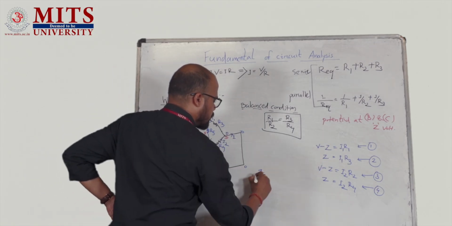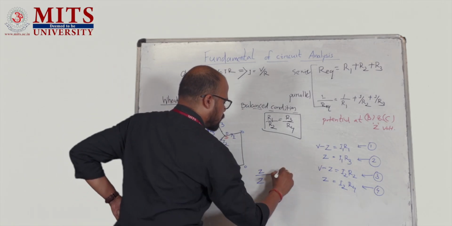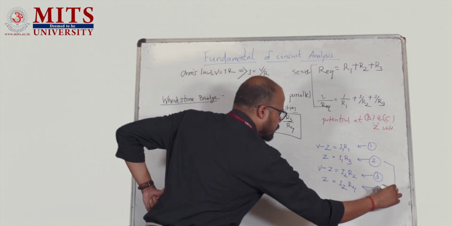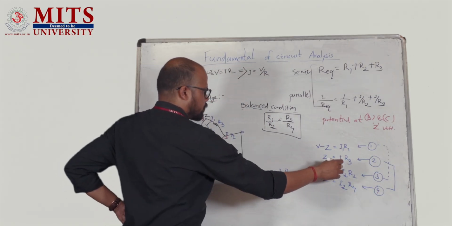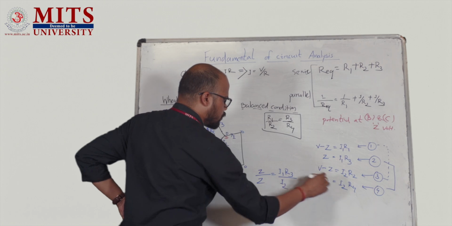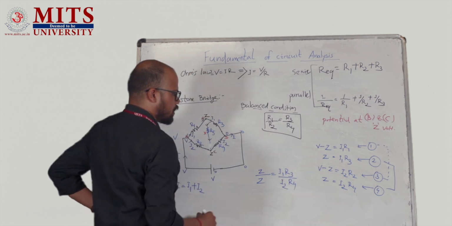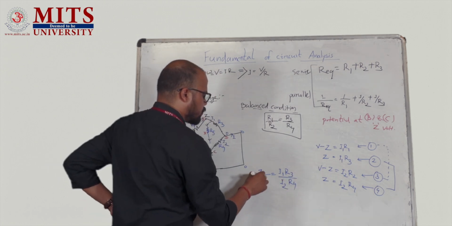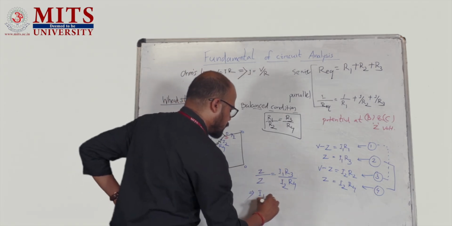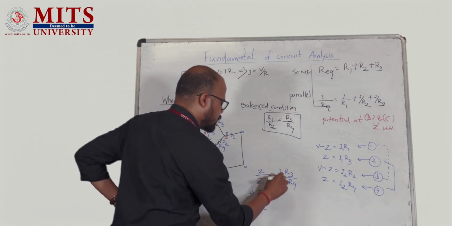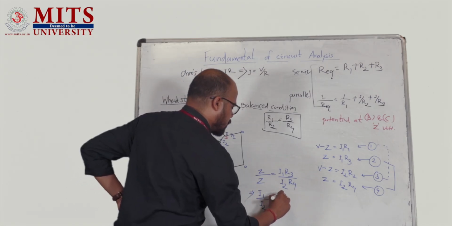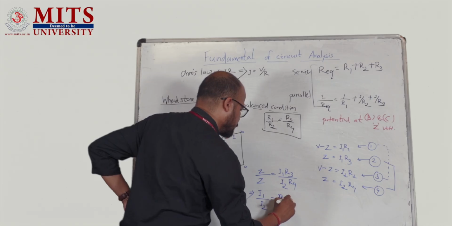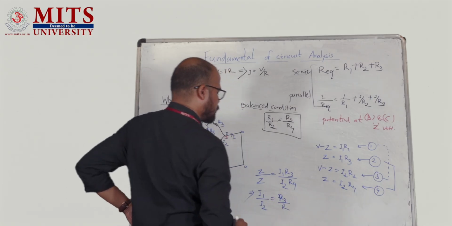Z divided by Z is equal to I1 R3 divided by I2 R4. Divide this with this and this with this. So this will be equal to 1. So I1 by I2 is equal to R3 by R4.